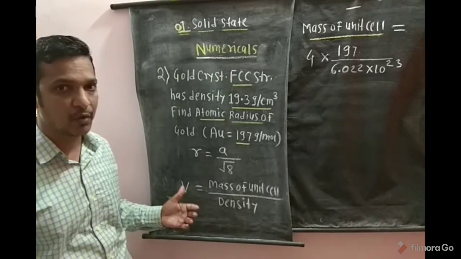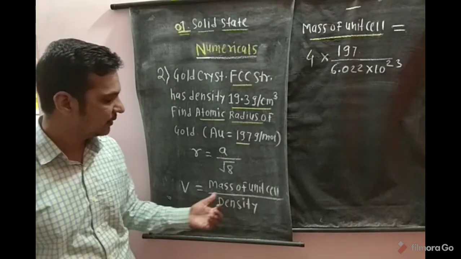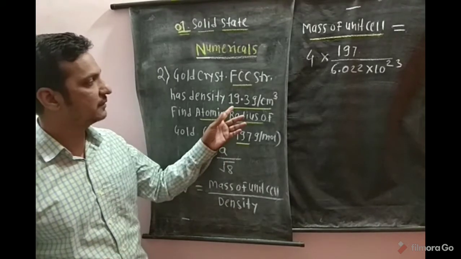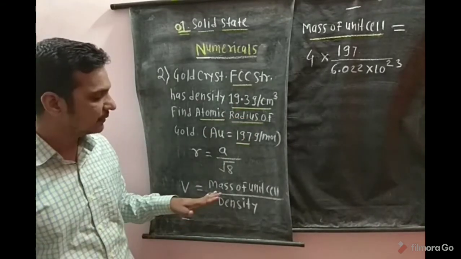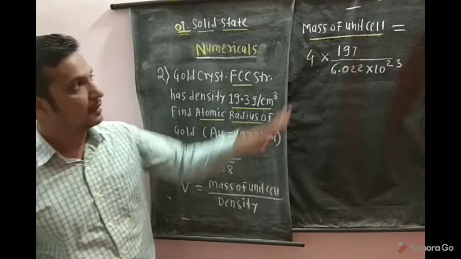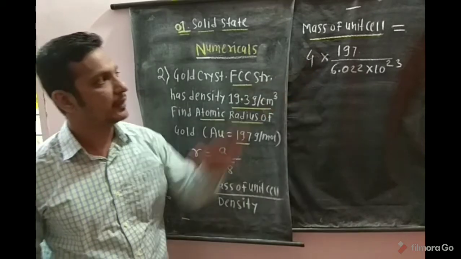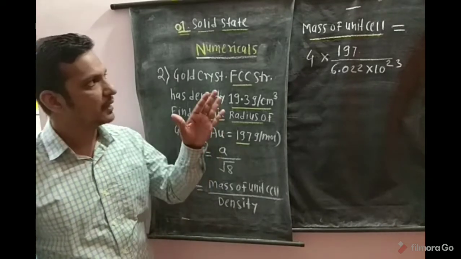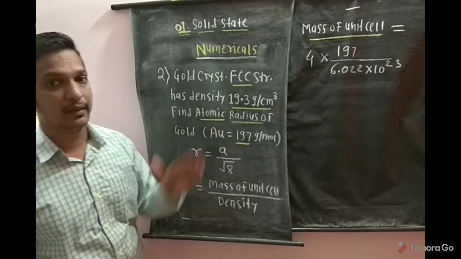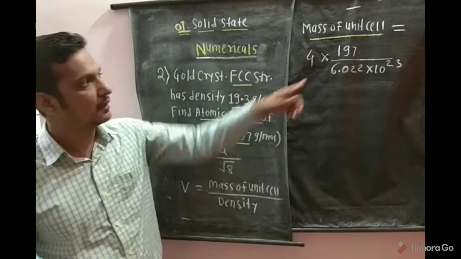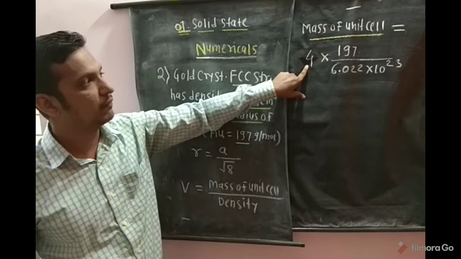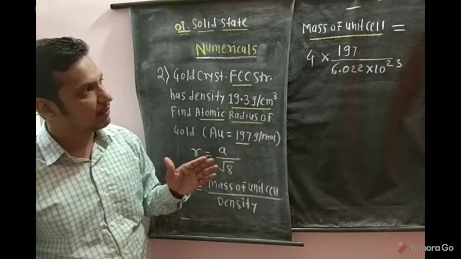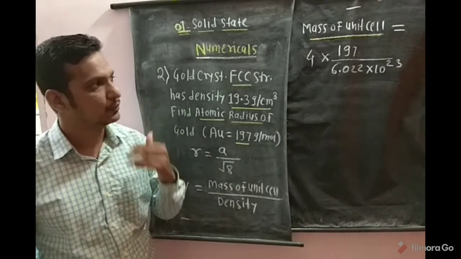The formula for volume is V is equal to mass of unit cell divided by the density. The density is already given in the example, which is 19.3 gram per cm cube. Now we are going to calculate the mass of unit cell. So mass of unit cell is equal to 4 into 197 divided by 6.022 into 10 raised to 23. Here we are calculating the mass of unit cell, because FCC contains 4 atoms per unit cell. We are taking 4 into 197, because 197 is the atomic mass of gold, divided by Avogadro's number, 6.022 into 10 raised to 23.